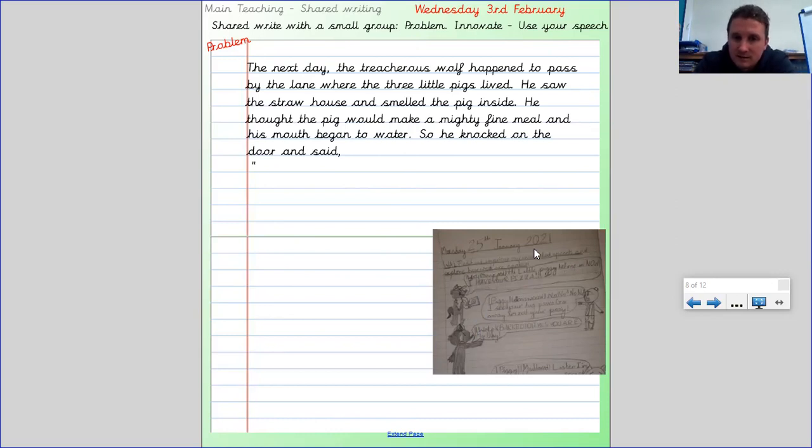This was from Monday's lesson, if you're not sure where to find it in your book. All right, so she said wolf, and then she said the way he said it, snapped. Okay, so instead of saying, so he knocked on the door and said, instead of saying said, I'm going to use Matilda's word, snapped, okay?